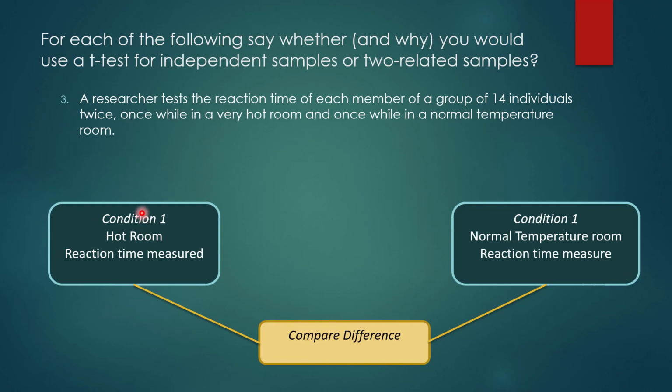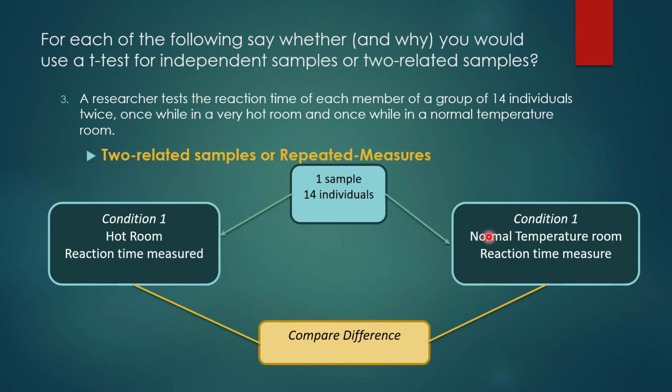Now the question is, do we have two groups of individuals and we compare the difference, or do we have one group of individuals? Here it says 14 individuals measured twice, time 1, time 2. So we have one sample of 14 individuals. So again, the measurements are dependent upon each other. The measurements are repeated, so we're going to use the two samples or repeated measures t-test.